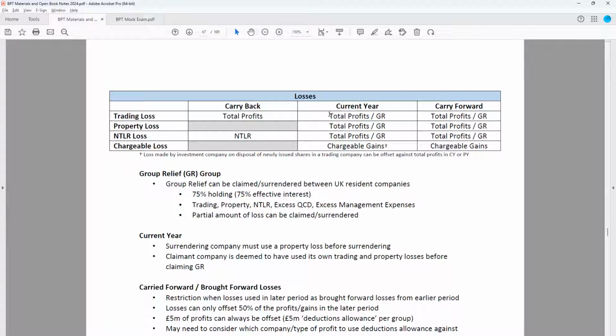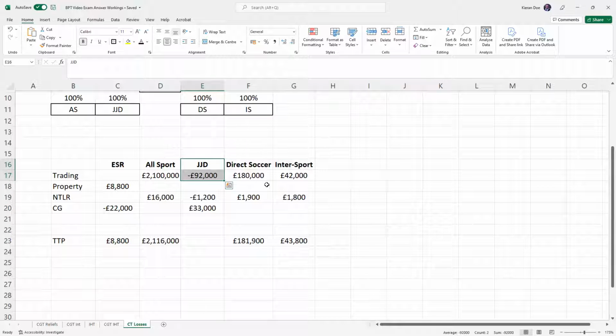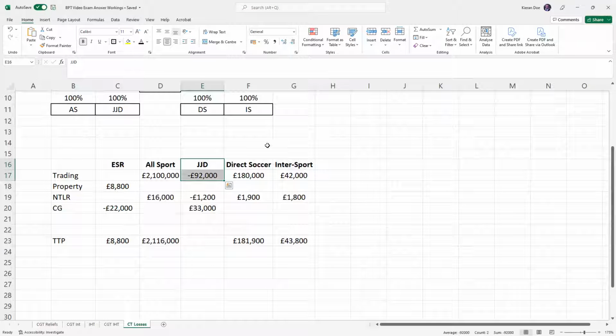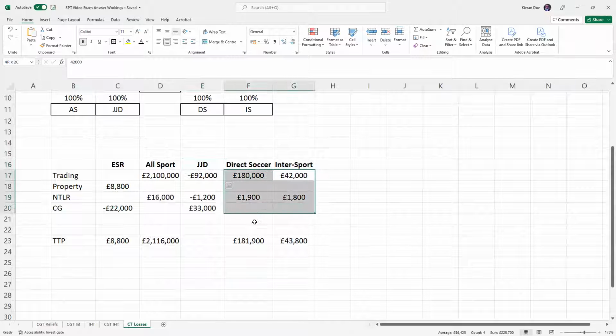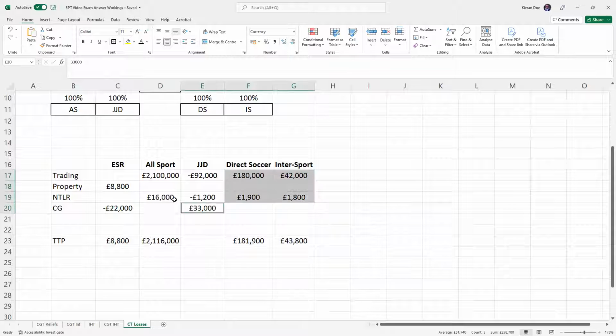Then we've got current year trading losses, which can be used by JJD itself, or it can group relieve it to another company. It's also got brought forward losses as well, and the same applies. It can use it itself or group relieve it to another company. A few more restrictions here in that the company has to use it before it surrenders, and if the surrendering company's got brought forward losses, which none of them do, that point's not relevant. And also there's a 5 million deductions allowance, so you can only cover 5 million of the current year profits with brought forward losses. But that's not going to be an issue here.